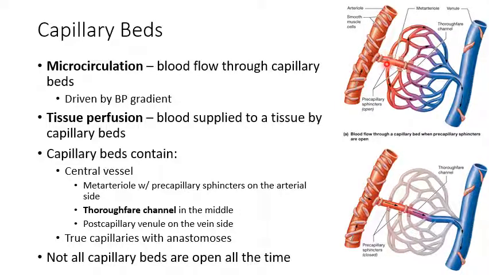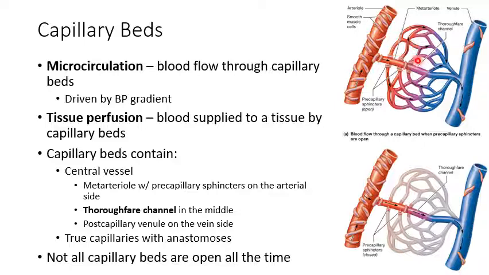And these little bands of smooth muscle that you find every time a true capillary branches off the metarteriole, those are your precapillary sphincters that control blood flow through the capillary bed. Then in the middle of that central vessel, you have what's called the thoroughfare channel. And then on the venule side of the central vessel, you have a postcapillary venule. So this part is actually a postcapillary venule that drains into a venule. So, arteriole, metarteriole, thoroughfare channel, postcapillary venule, then venule.